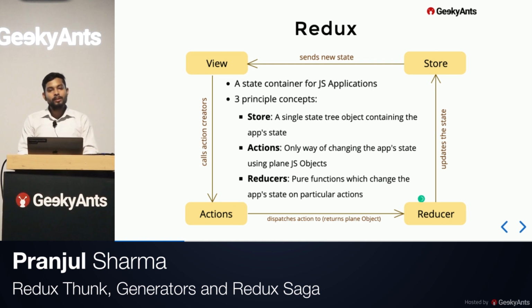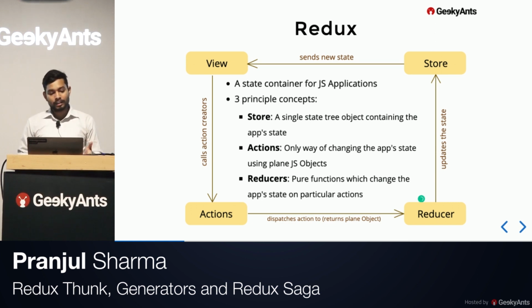So it has three principal concepts. Store: it is a single state tree object containing your app state. It is a single source of truth so that whenever you need your app state, you can directly refer to the store. Also, it is easier for us to manage this state for serializing if we want to persist our state.